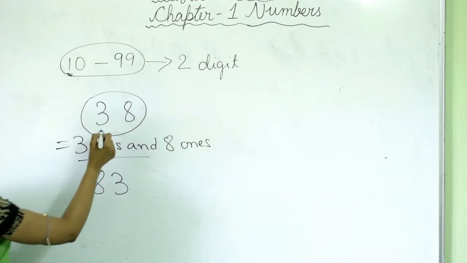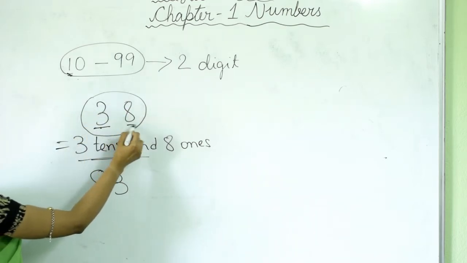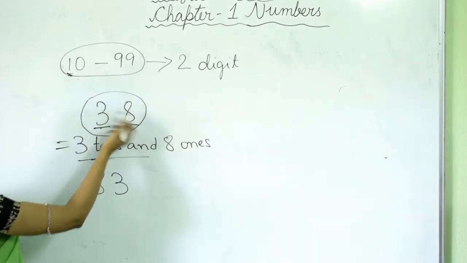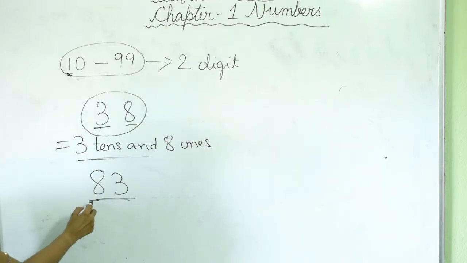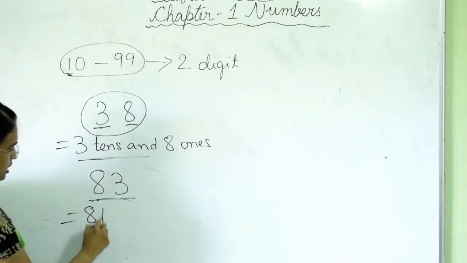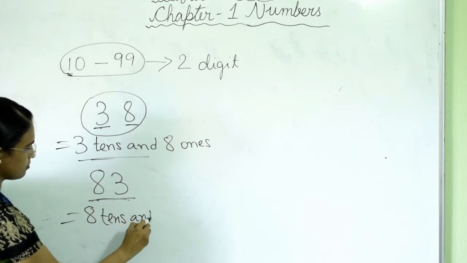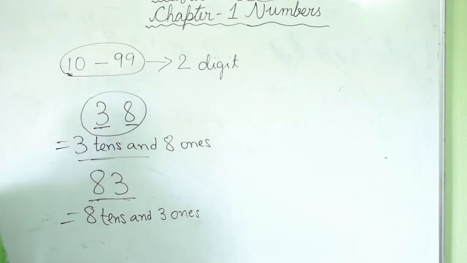Like this: in 38, 3 is in tens place and 8 is in ones place. But when we interchange their positions, it becomes 83. So now here 8 is in tens place and 3 is in ones place, right? So in this way we can form the numbers.